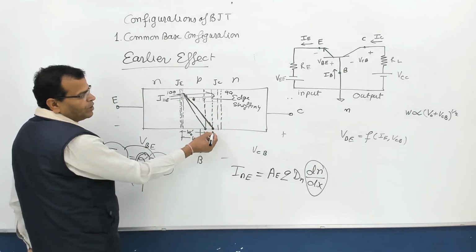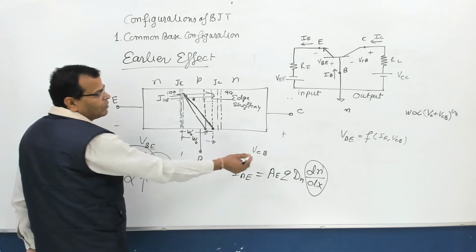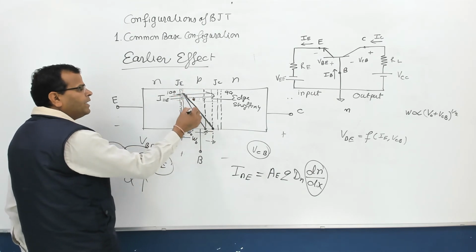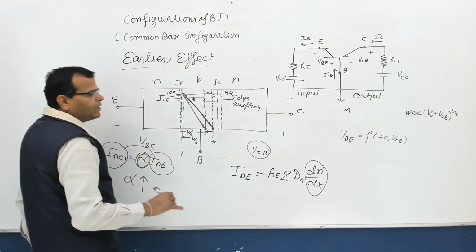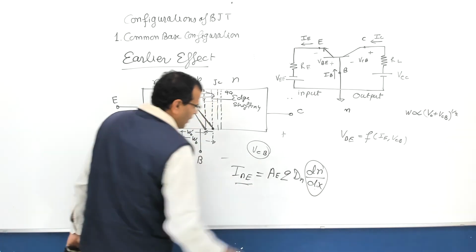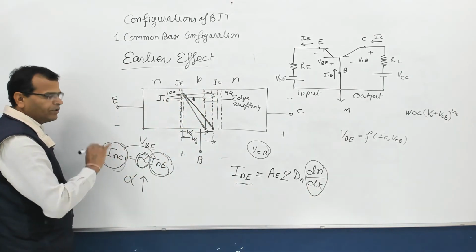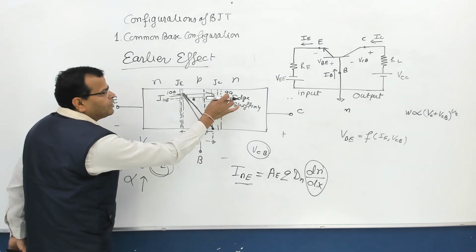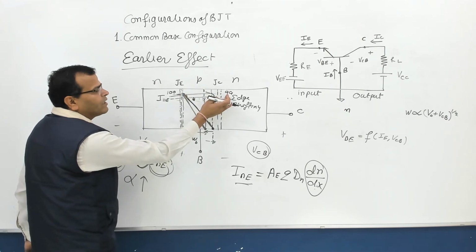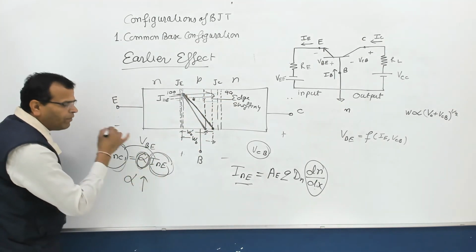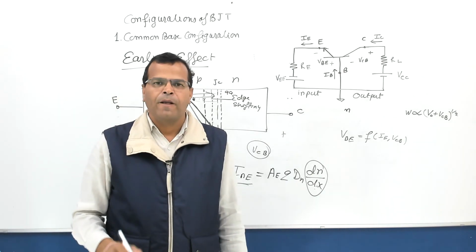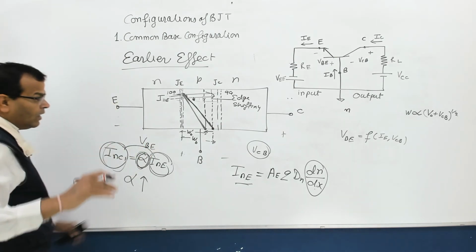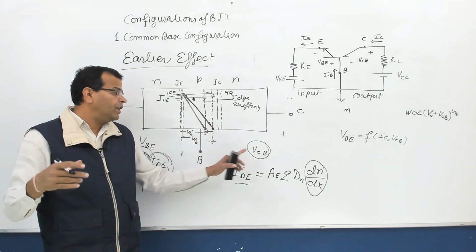When this depletion layer edge is shifting towards this side because of increase in V_CB, when V_CB is increasing, it is shifting this way, the gradient is increasing. And if this gradient is increasing, emitter current is increasing. If emitter current is increasing, your collector current is increasing. Number 1. Number 2. If more and more carriers are reaching here, so fraction of carriers reaching at the collector junction is increasing, therefore alpha is increasing. So 2 observations.